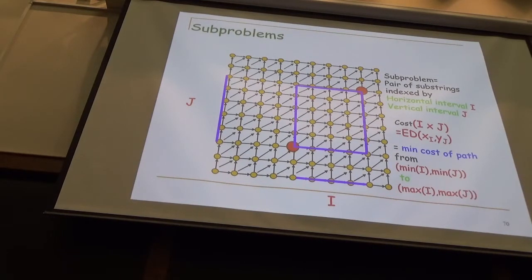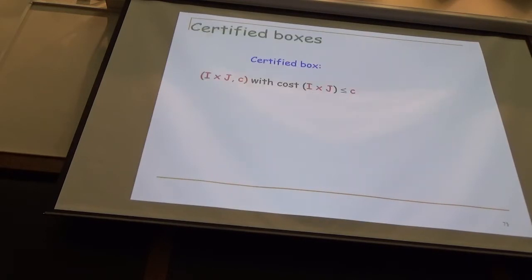Okay. And that's the same as the minimum cost path from the lower left to the upper right of that box. Now, I will call a subproblem a certified box if it is I cross j, together with a number c where I know for sure that the cost of I cross j is at most c. So I'll call that a certified box.